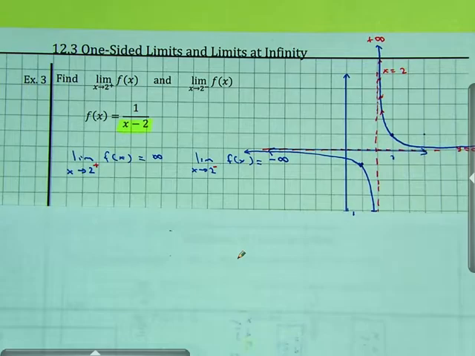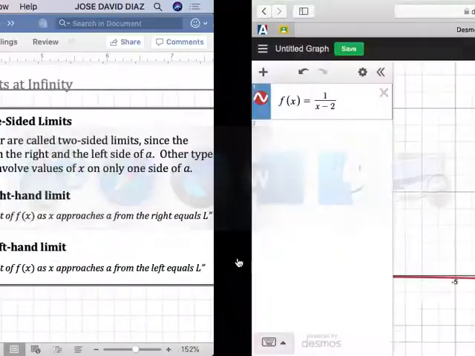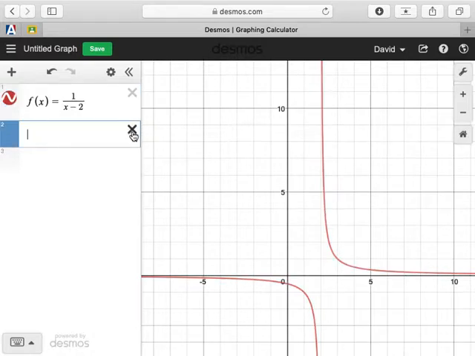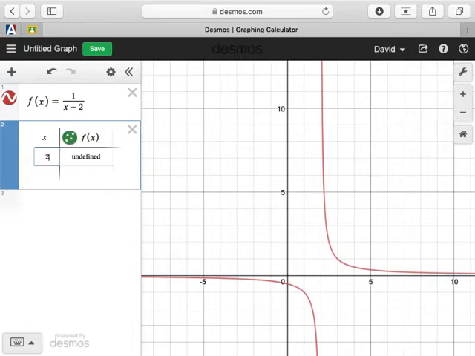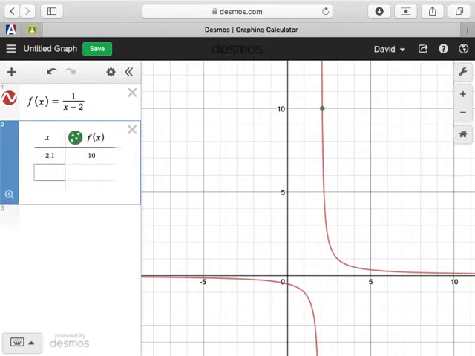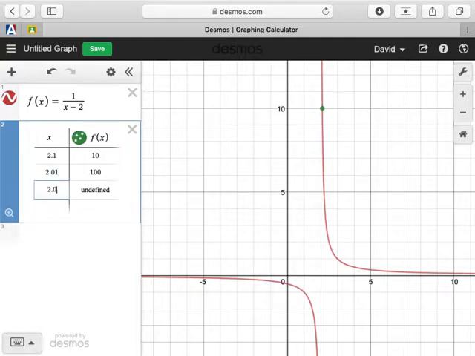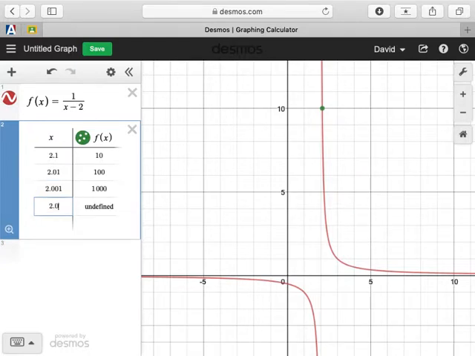We can go into decimals, and now that we have the type 10, I can make a table. I'm going to insert a table, and instead of x1, I want to change it to just x, and instead of y1, f of x. As I get closer and closer to 2, let's say, we'll use 2.1, and closer will be 2.01, then 2.001, then 2.0001.